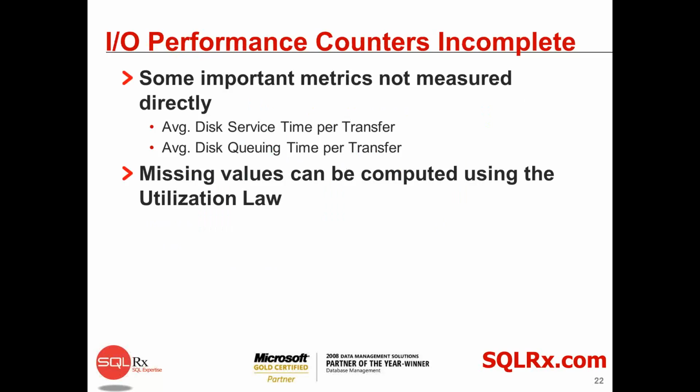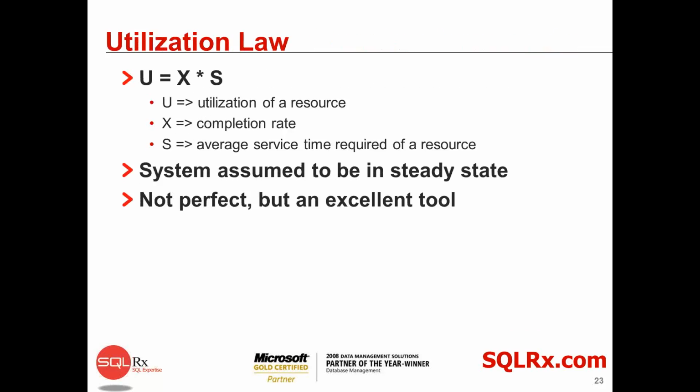The I/O performance counters are incomplete as they typically stand. You do not get service time per transfer or queuing time per transfer. As I mentioned before, you have the full I/O time. In this case, we want to pull apart the service time and the queuing time. We can use something called the utilization law to figure this out. Simply stated, the utilization law is a function of the completion rate and the average service time for a given transaction.